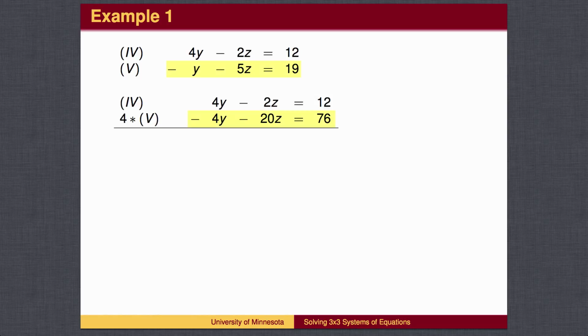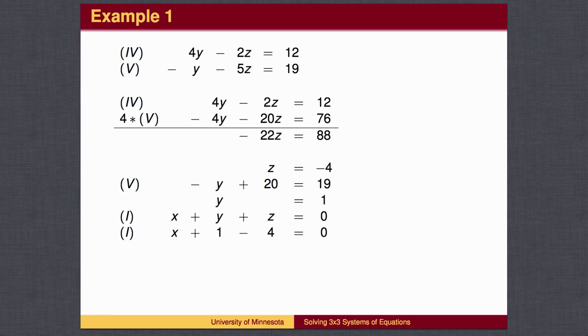We can multiply equation 5 by 4, add it to equation 4, and solve for z. We can then plug in the value of -4 for z into any previous equation, like equation 5, to find y, and then plug y and z into equation 1 to find x. The answer is the point 3, 1, -4.